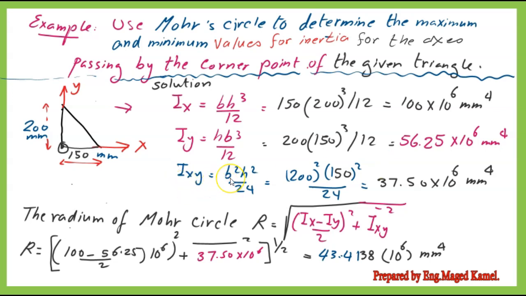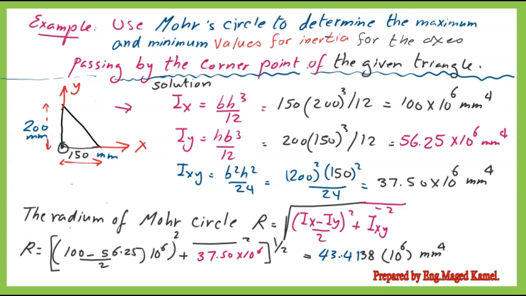Ixy value equals B squared by H squared divided by 24 equals 150 squared by 200 raised to the power of 2 divided by 24 equals 37.5 by 10 to the 6 mm to the 4. As we can see, Ix value, which is 100 by 10 to the 6 mm to the 4, is bigger than 56.25 by 10 to the 6 mm to the 4. The Ixy value has a positive value of 37.5 by 10 to the 6 mm to the 4.